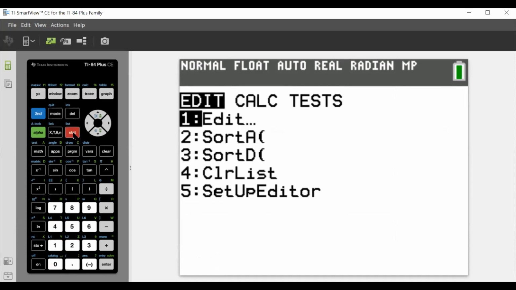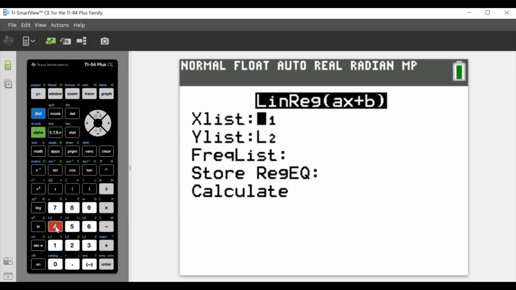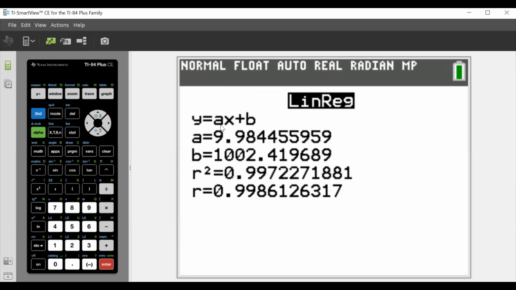And so we're going to go back to stat. We're going to go over to calc, do number 4 for linear regression. Yes, we plugged everything in the same way. And we get the positive relationship, which is what we expected. And so now let's write that over here.